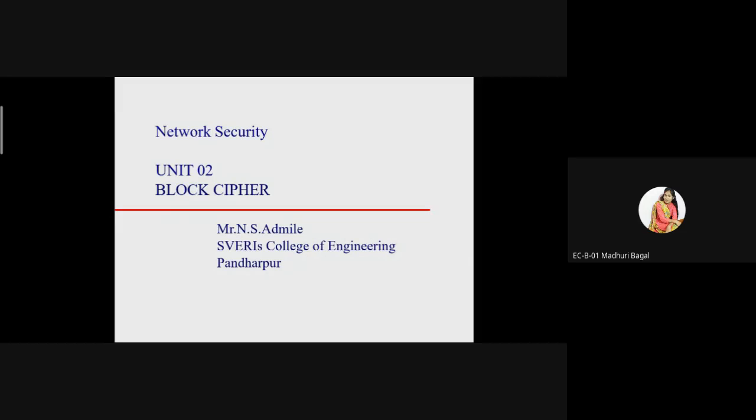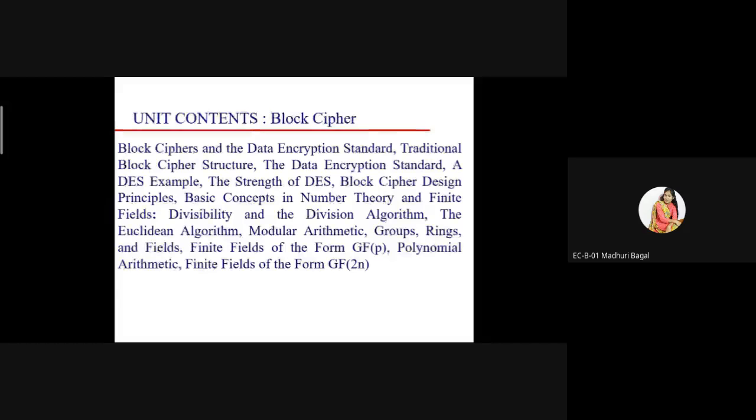Now we have to move towards unit number two. In unit number one, we studied some basic algorithms related to network security, how they work, how we can encrypt the data, and how we can decrypt the data. Now our unit number two is called block cipher. So basically, what is the title of our second unit? That is block cipher.